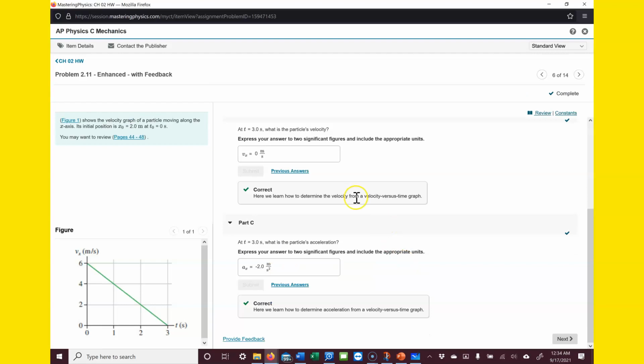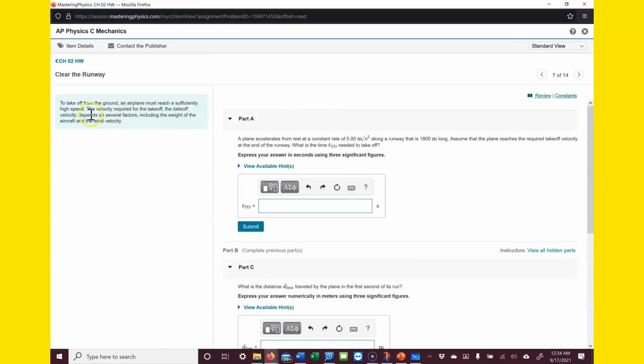Alright, and that is problem 6. Let's look at problem 7. To take off from the ground, an airplane must reach a sufficiently high speed. The takeoff velocity depends on several factors, including the weight of the aircraft and the wind velocity. Okay, good background.